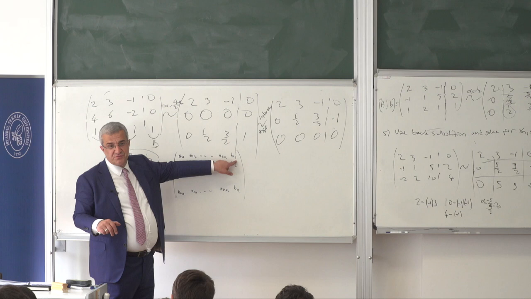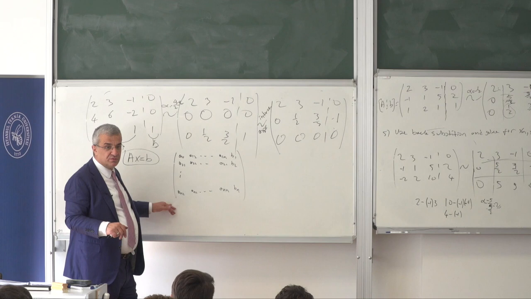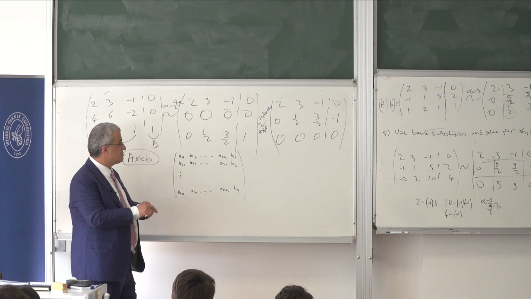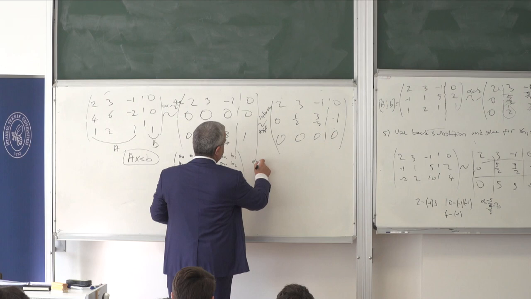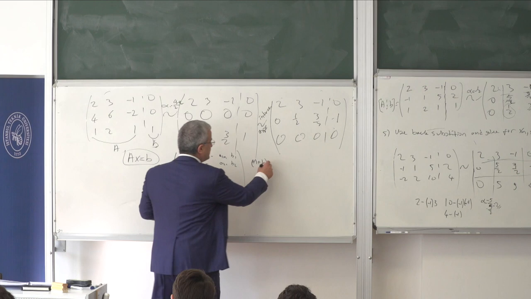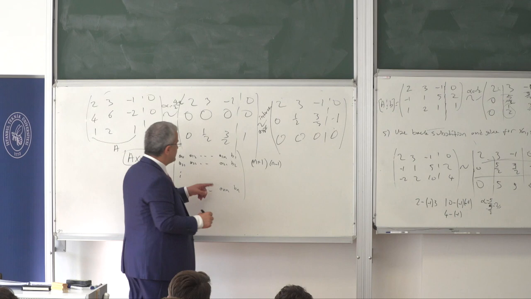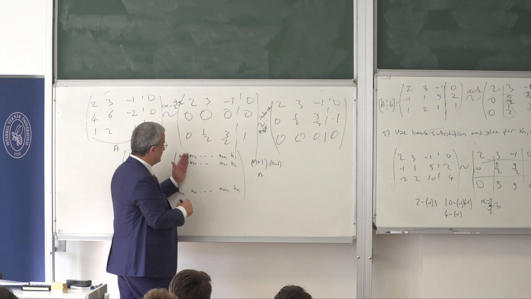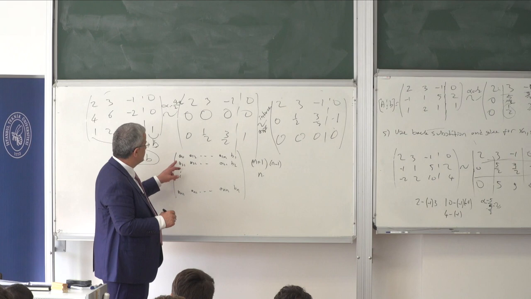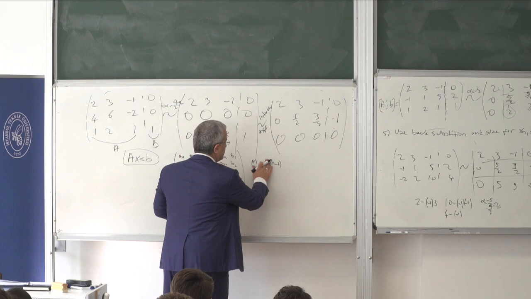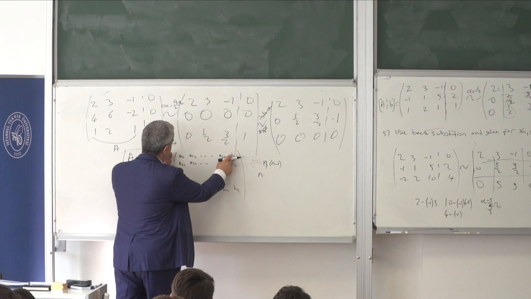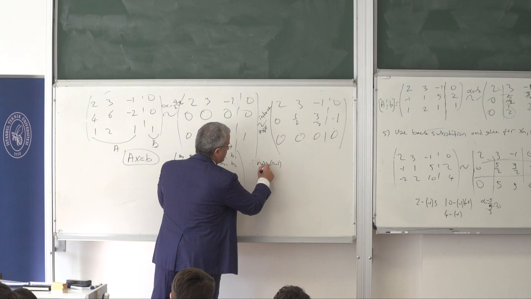So how many of them am I going to do? How many rows? N rows, right? N plus 1 multiplications, how many of them am I going to do? N minus 1 of them. Then, in the second stage, how many am I going to do? Wait a minute. This is n, not n plus, n. So you have n here and 1 here, n plus 1. Yeah, this is n plus 1. Okay, n plus 1 times n minus 1 rows.